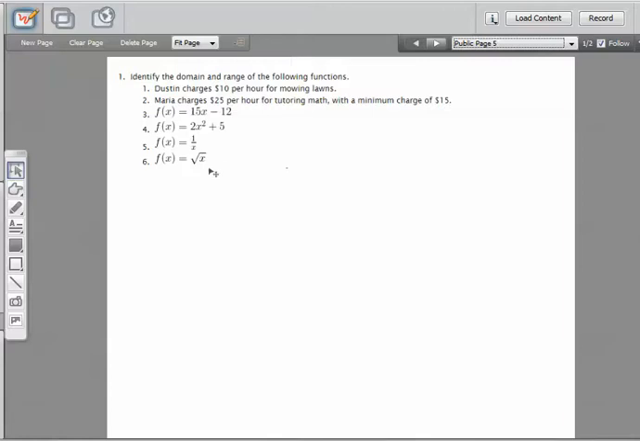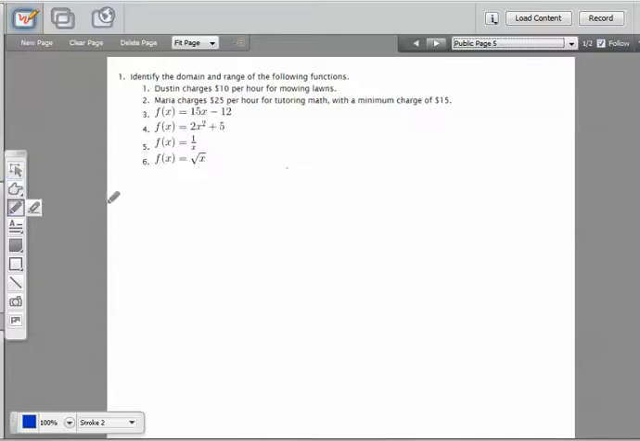Let's take a look at the first couple of questions here in lesson 5 on functions as rules and tables. It says identify the domain and range of the following functions, where Dustin charges $10 per hour for mowing lawns. All right, domain are your possible x values. So those would be the amount of lawns that he mows, and he can go from 0 all the way up to as many as he wants.